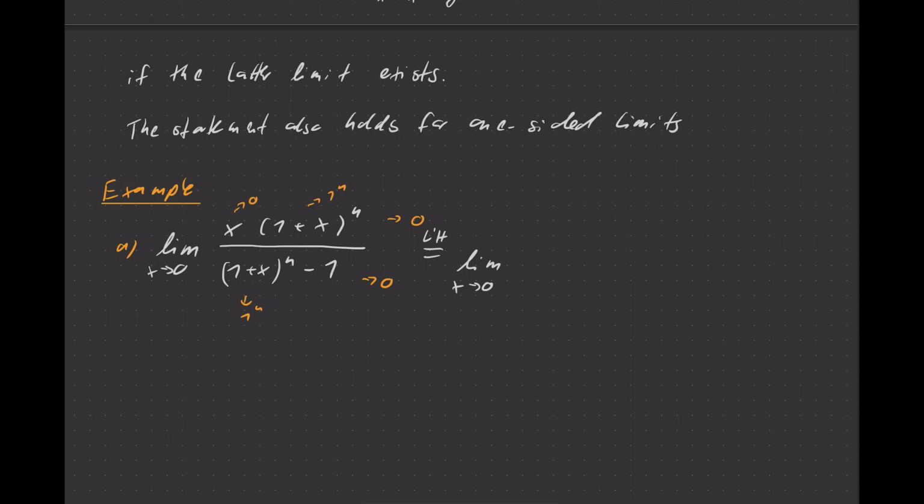So let's compute the derivatives. To compute the derivative of this expression here, we need product rule. We start by differentiating x. So the derivative of x is 1. And we just copy the (1 plus x) to the power of n expression. And then we add x times the derivative of this expression here. And that is n times (1 plus x) to the power of n minus 1. And then if we apply chain rule and differentiate that inner expression here, the derivative is 1. So that doesn't add anything new.